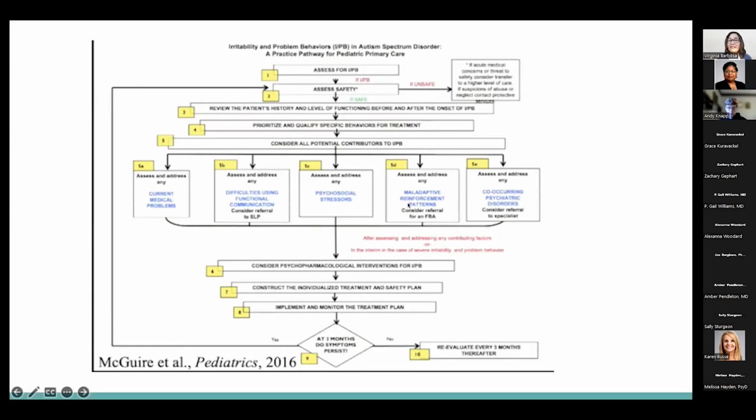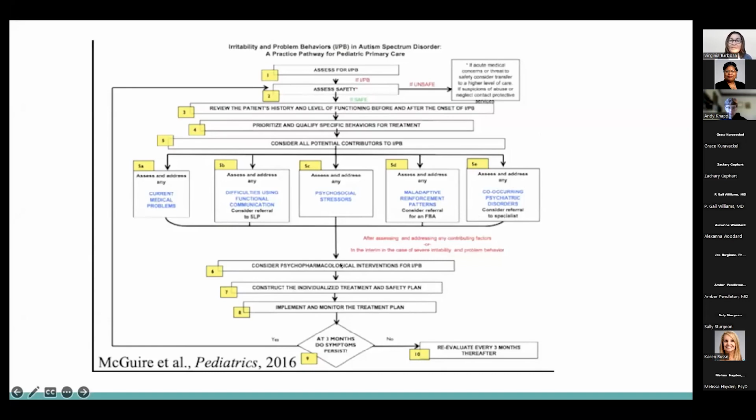Evaluate adaptive reinforcers. And in those situations, keep in mind that the functional behavior analysis that Dr. Kuravako was mentioning is highly important, especially if this is happening in settings that can lead to more problems. So if you're evaluating the child for problems at school or problems at home, having the functional behavioral assessment is essential. And then, of course, last but not least, co-occurring psychiatric conditions.